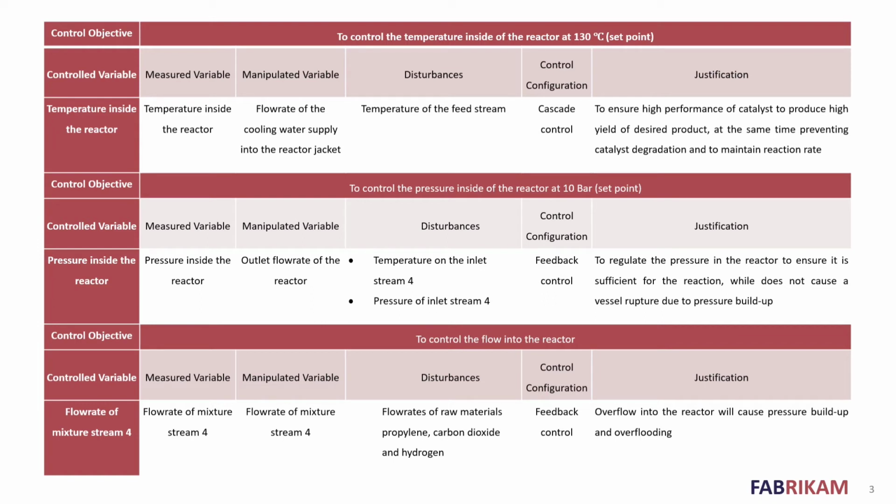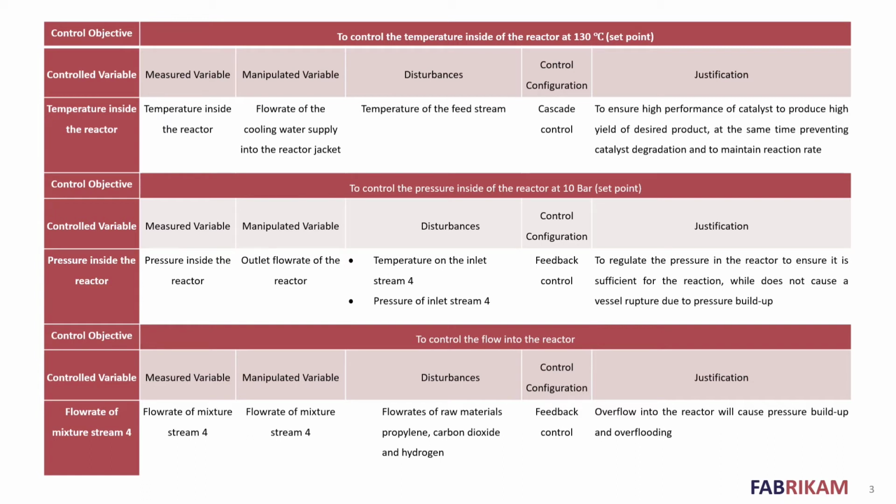There are three control objectives. To control the temperature inside of the reactor, the temperature inside the reactor was measured and the flow rate of the cooling water supply is manipulated. The control configuration is cascade control. The second objective is to control the pressure inside of the reactor. The measured variable is pressure inside the reactor, while the manipulated variable is outlet flow rate of the reactor. The control configuration is feedback control.